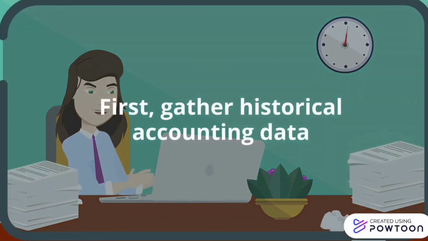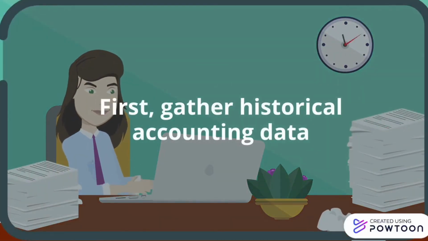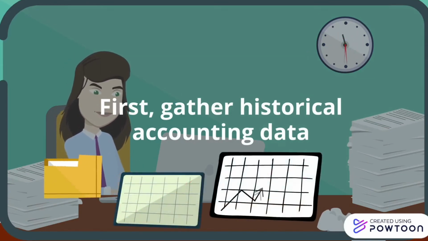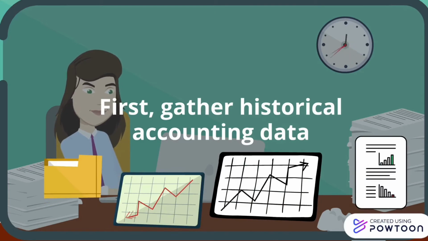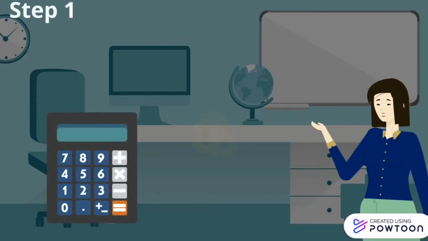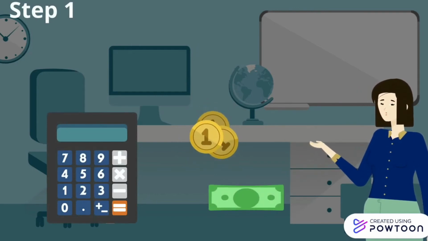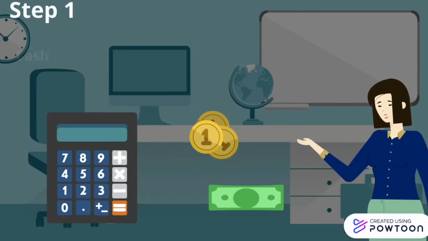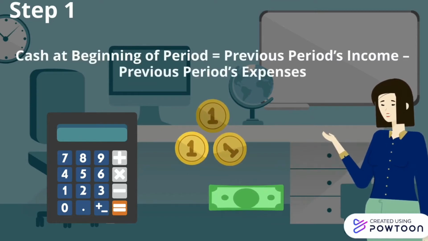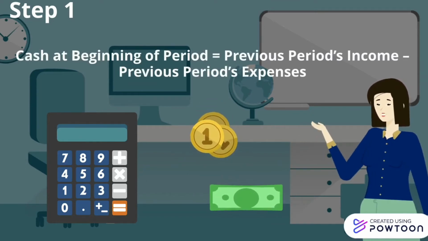If you're ready to start calculating projected cash flow for your business, start gathering some historical accounting data. These are the 5 steps to calculating a projected cash flow. First step, determine your company's cash at the start of the month. You must subtract the previous period's expenses from income to determine your cash from the beginning of the month.